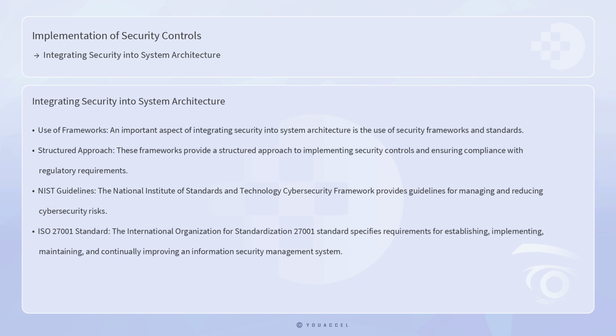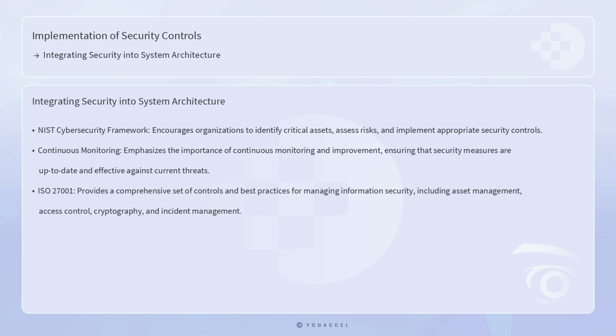The International Organization for Standardization 27001 standard specifies requirements for establishing, implementing, maintaining, and continually improving an information security management system. Adopting these frameworks and standards helps organizations in systematically integrating security into their system architecture.